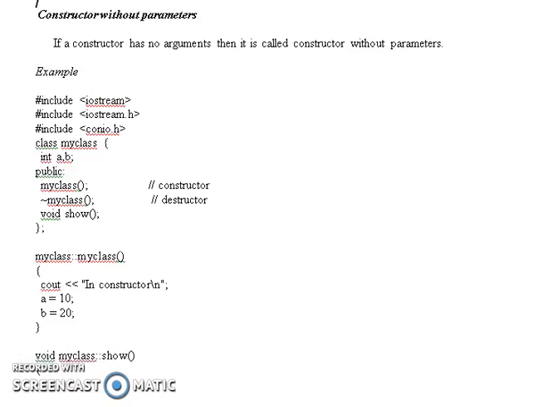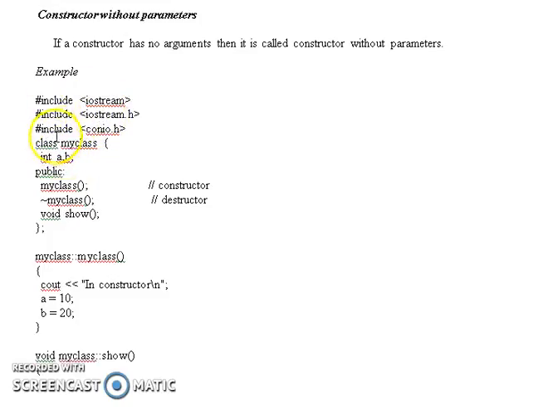There are different forms of constructors. The first one is constructor without parameters. In the syntax itself, I told that a constructor can have parameters, or you can also declare a constructor without parameters. So if a constructor has no arguments, then it is called a constructor without arguments. Just see this example.